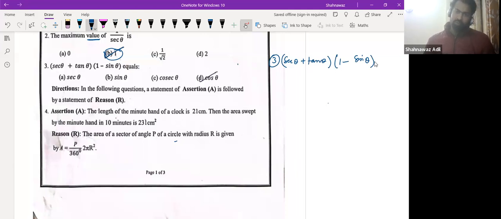We will put the reciprocal, like we can write tan as sine by cos. We will write everything in the form of sine, right? We can write sec by sine, then sine by cos, then one minus sine can be one by sine minus sine by sine. So sec is 1 by cos, right? Please solve this and tell me what the answer is.